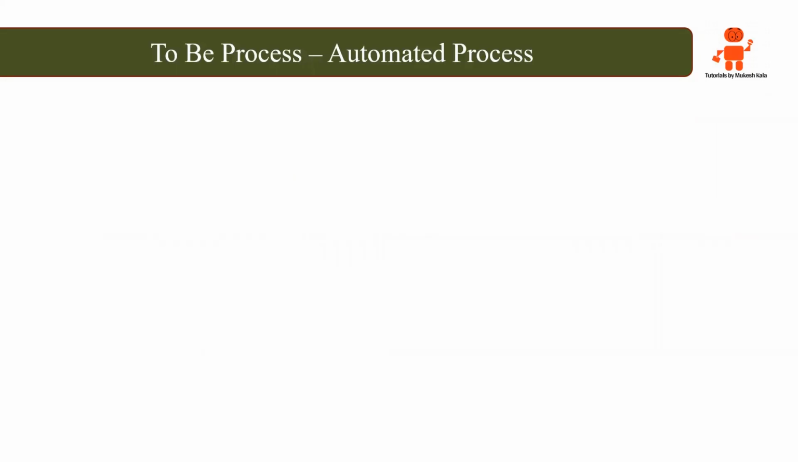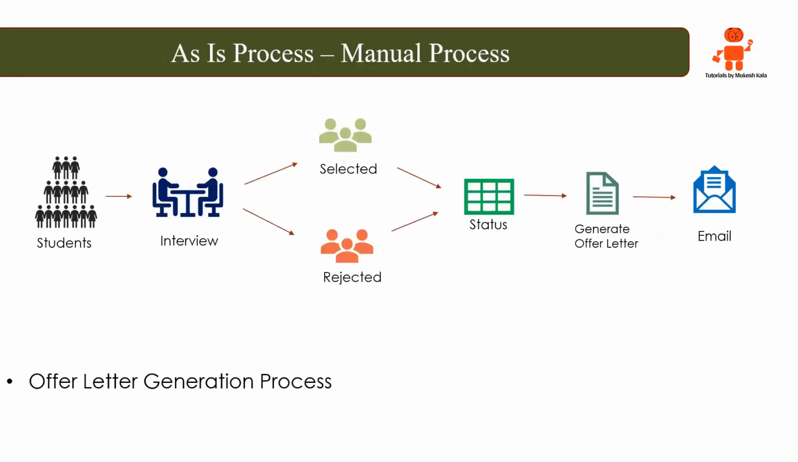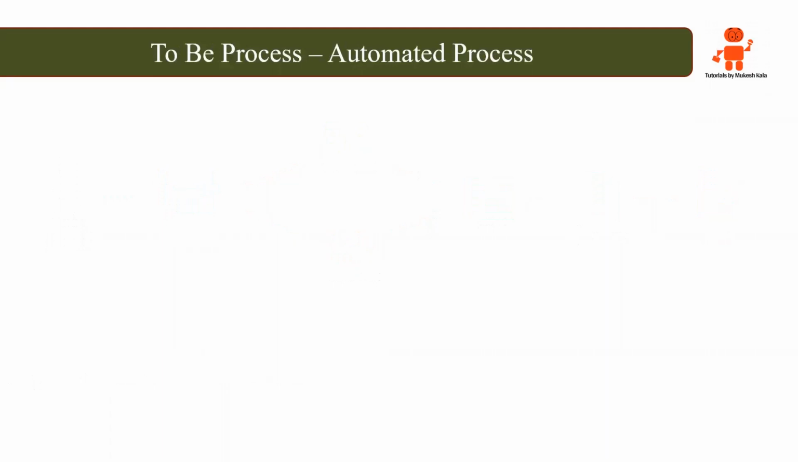So in RPA terminology, you call it as is versus to be. As is is the manual process and to be is the automated process. So whenever somebody asks you what is the difference between as is and to be, this is the difference. As is is how the person is doing it manually, and to be is how the robot is going to do it.